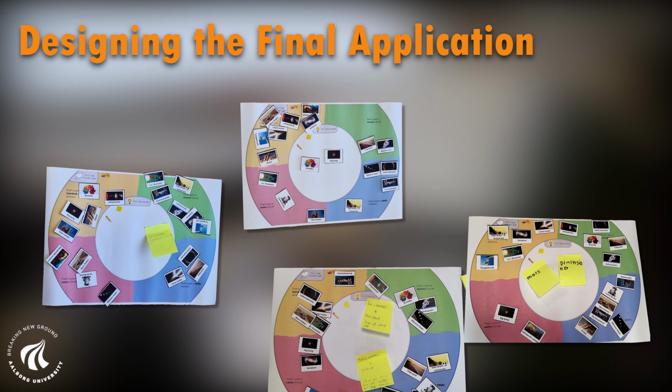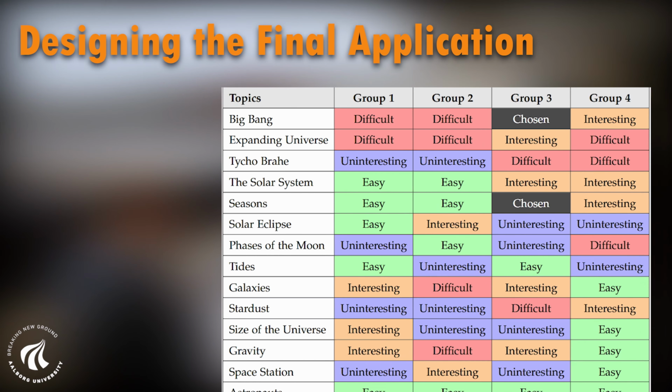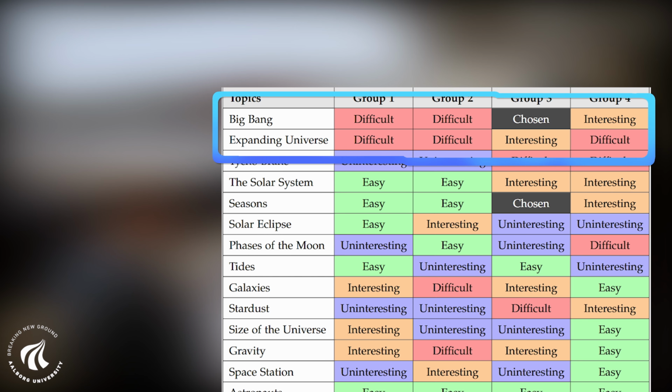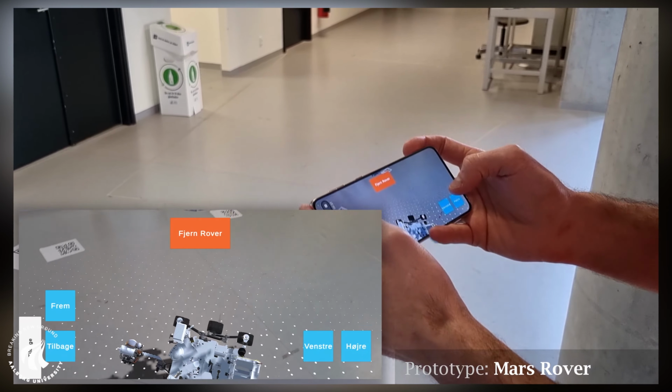After the workshop, we went back to work to polish and create a final application based on the feedback from the workshop. For example, it was clear that many of the students thought that the Big Bang and the expanding universe were both interesting but also hard to understand, while the Mars rover prototype was fun to interact with, which prompted us to incorporate these themes as exercises in the final version of the application.